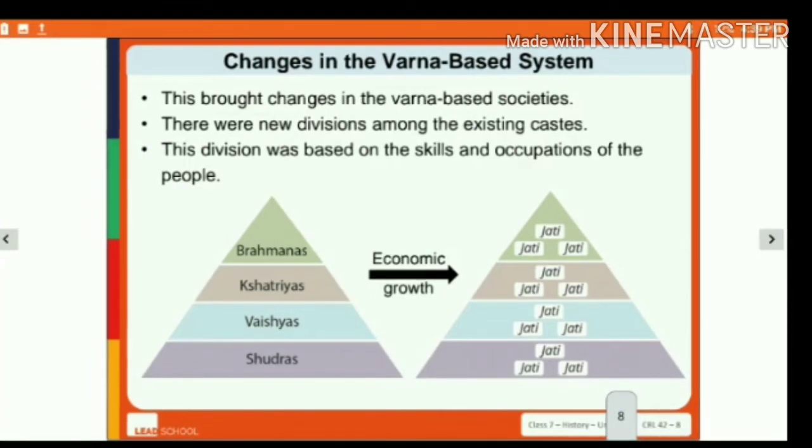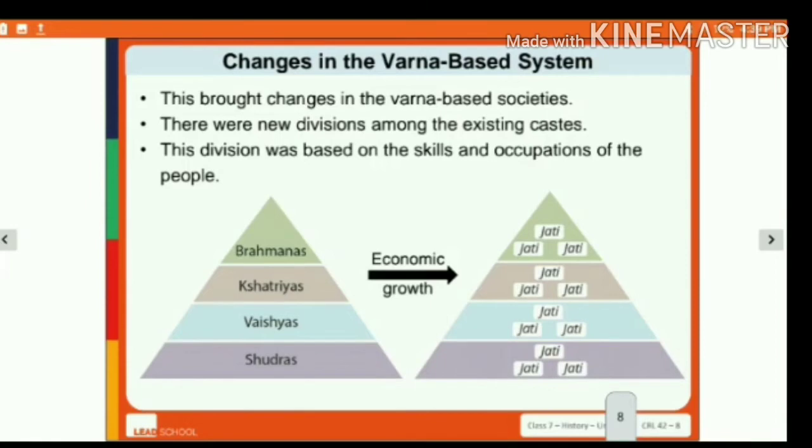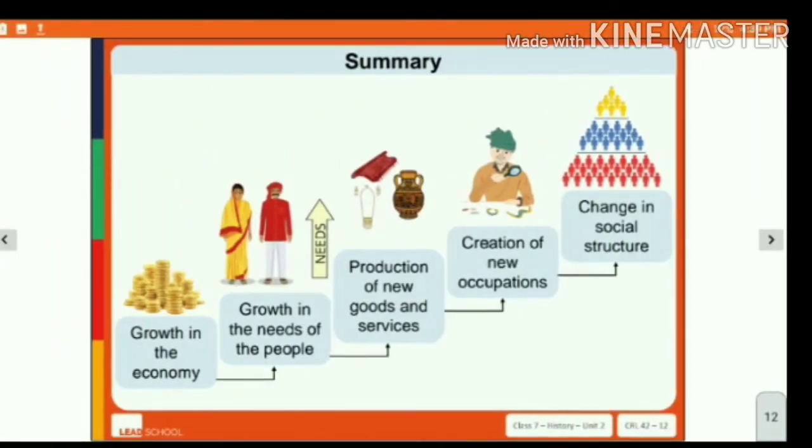There were new divisions among the existing castes. This division was based on the skills and occupation of the people. So now the Brahmin, Kshatriya, Vaishya, Shudra all have divided into jatis. Growth in the economy resulted in the growth in the needs of the people, which resulted in increased production, creation of new occupations and a change in social structure.